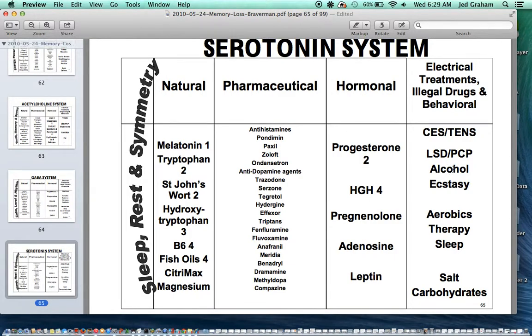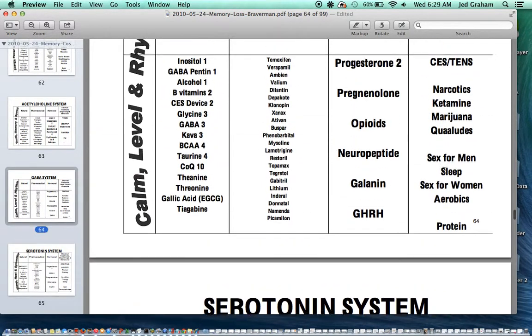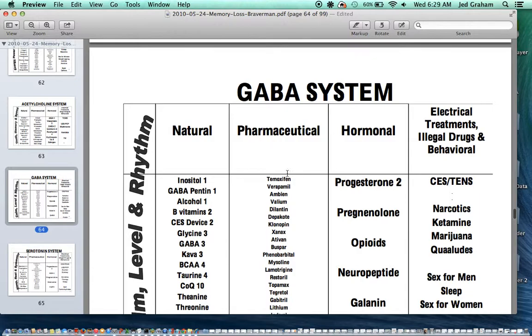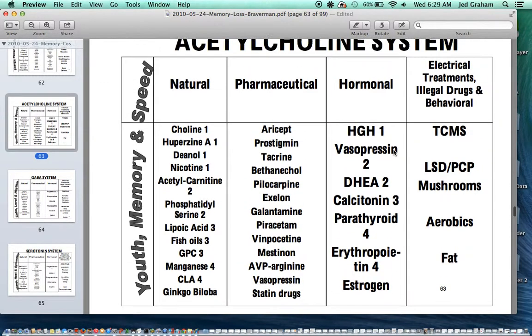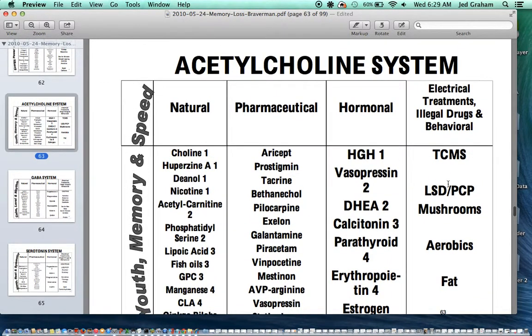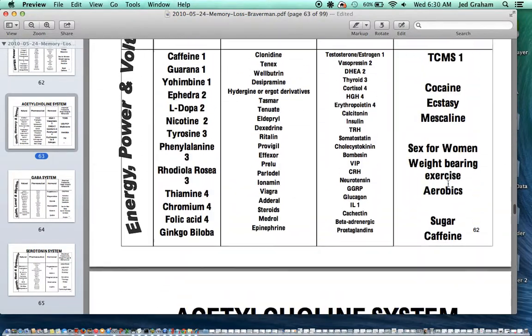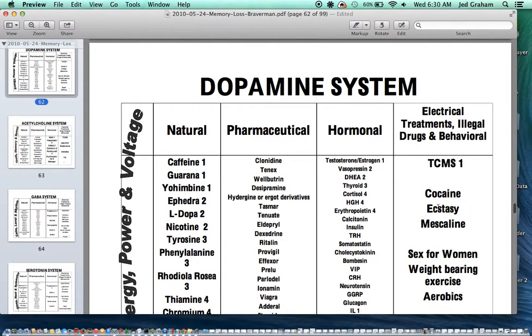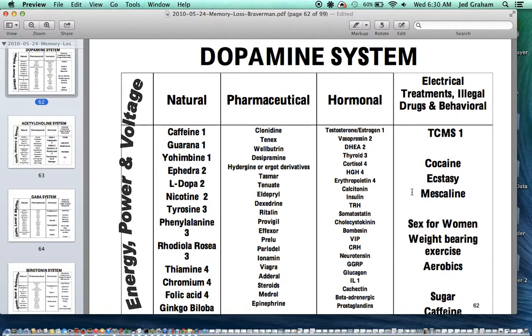All right, so why did I go through this system real quick? I wanted to point out that there's alcohol, which is serotonin. There's narcotic, which is GABA. There is mushrooms, LSD, which is acetylcholine. And there is cocaine and ecstasy, which is dopamine. So my point is, these different substance abuses can affect different parts of your brain and neurotransmitters and actually cause brain loss.